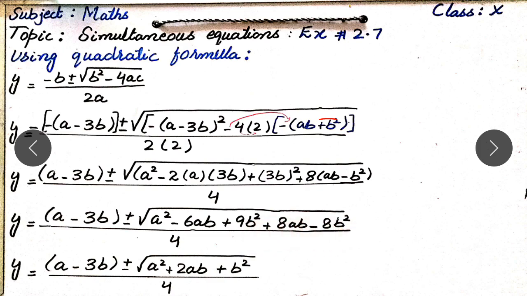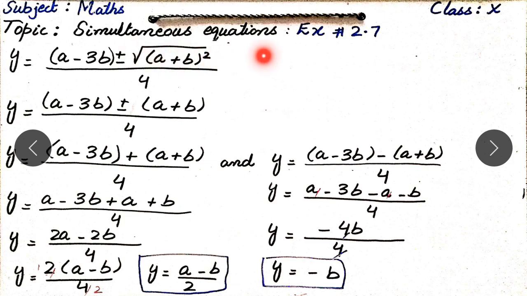9 minus 8, 1. So here we can see that a square plus 2ab plus b square is a formula, so we can write the short form of this. So square root and square can be cancelled, and we have a plus b here. Now we can solve it once with plus and once with minus here. You can see here that a plus a is 2a and minus 3b plus b will be minus 2b. Here 2 is common, so we can take it common for the simplification, and here it's subtracted, so 3b minus b will be minus 4b, and the value of y will be minus b.